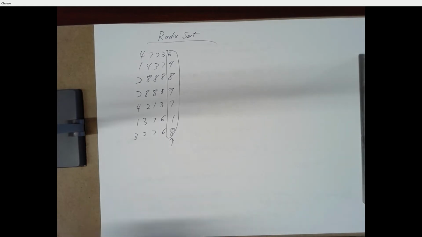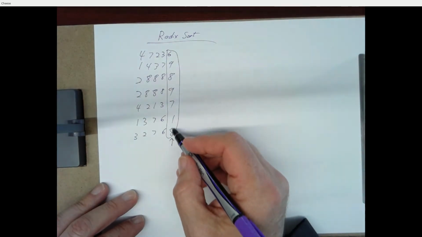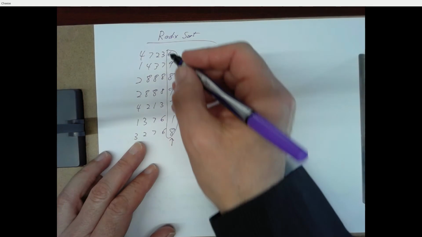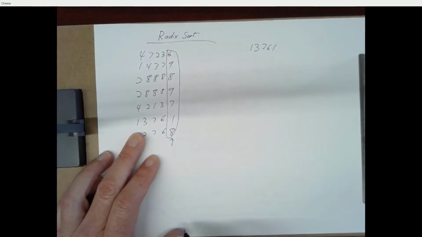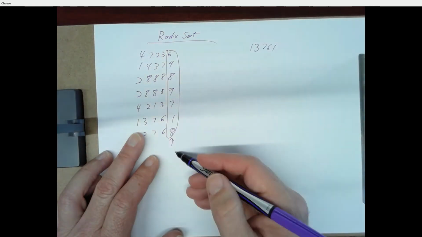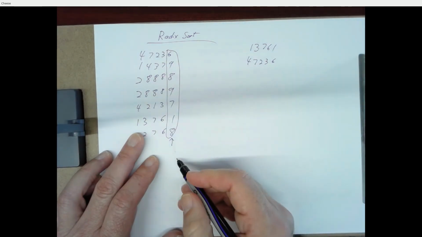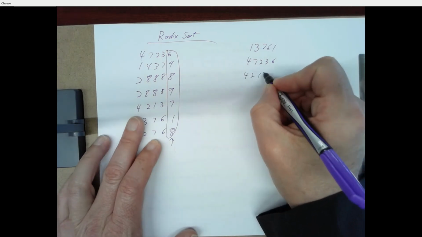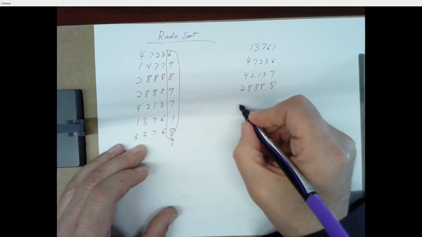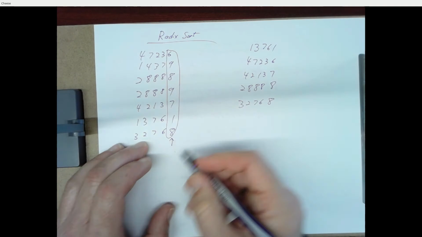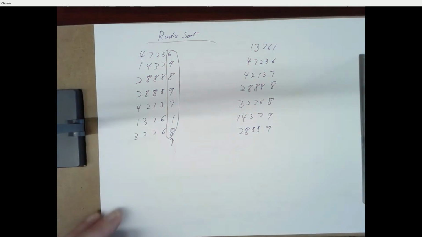So here's one way to do this. Make 10 passes through your data. First pass, we're looking for anything that ends with a 0, and we don't find anything. Second pass, we look for things that end with a 1, and we find 1, 3, 7, 6, 1. Then we look for 2s and 3s and 4s and 5s and 6s. There's a 4, 7, 2, 3, 6. And 7s, there's a 4, 2, 1, 3, 7. And 8s, there's a 2, 8, 8, 8, 8, and a 3, 2, 7, 6, 8. And 9s, there's a 1, 4, 3, 7, 9, and a 2, 8, 8, 8, 9.